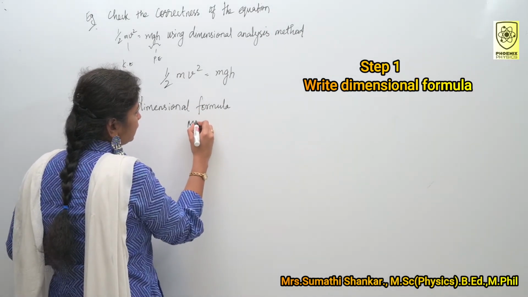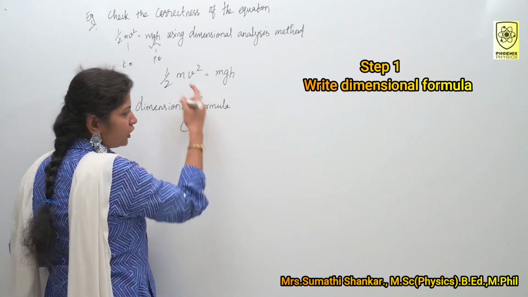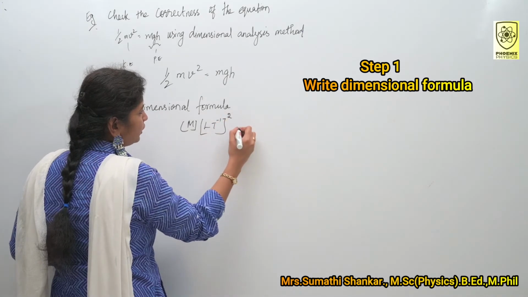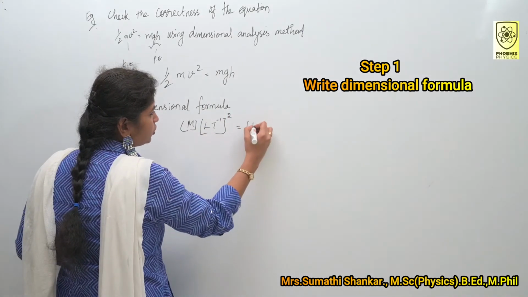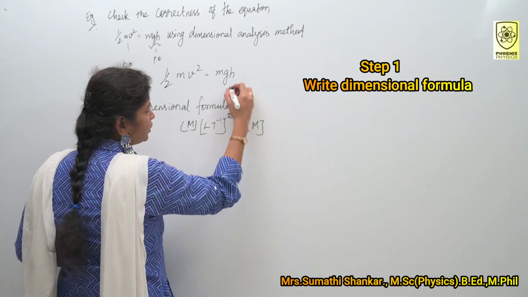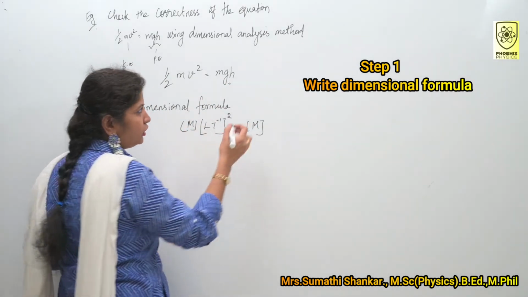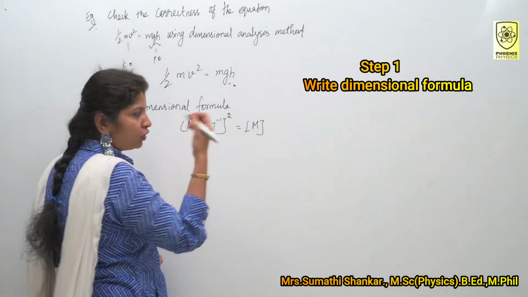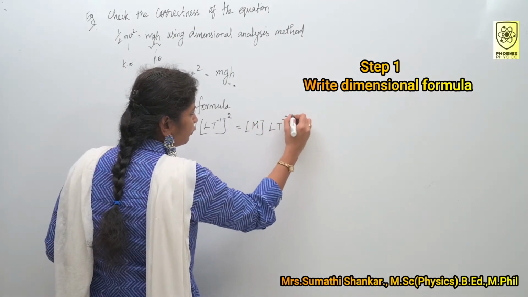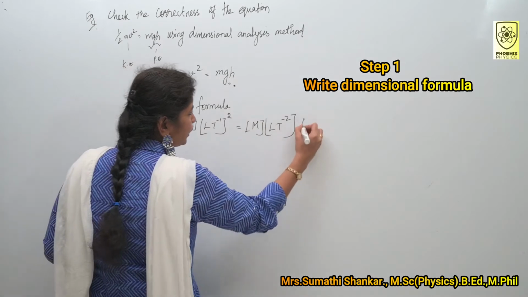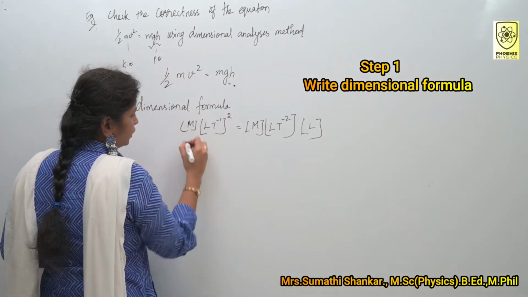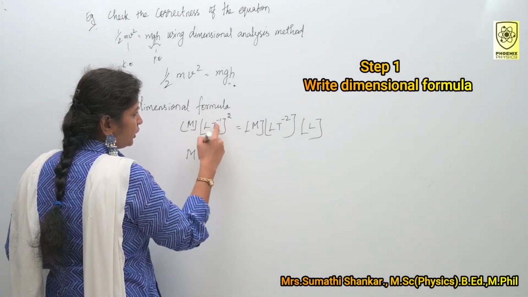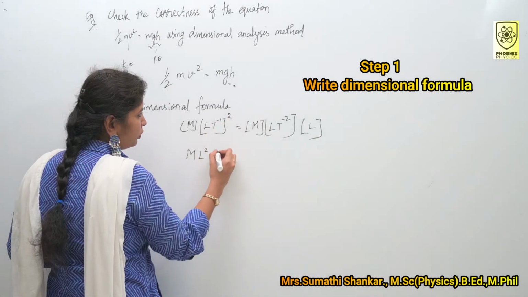M, capital M. Then v square. V is nothing but velocity. You know the dimension of velocity, L T power minus 1 the whole square, which is equal to M. Then g is nothing but acceleration due to gravity. A means you know the dimension formula for A, that is L T to the power of minus 2 and h is nothing but height. So L. Write the term M. Here L square, T power minus 1 into 2. So T power minus 2.